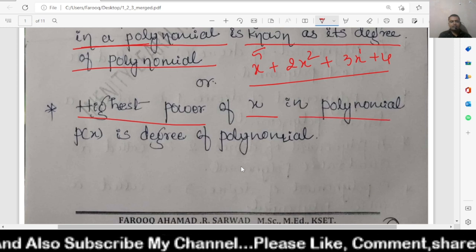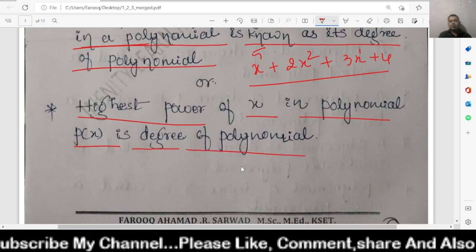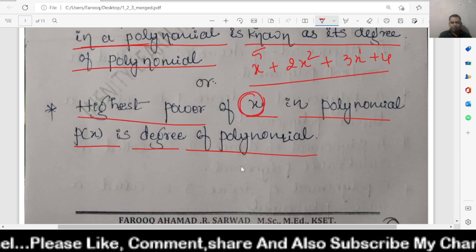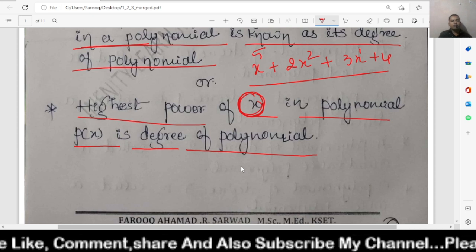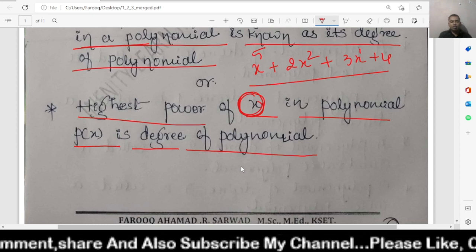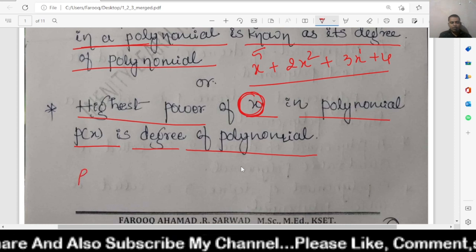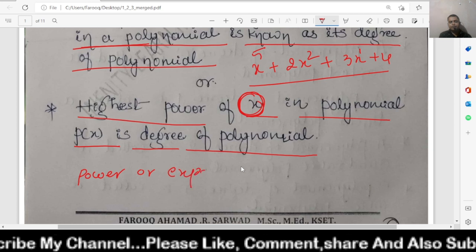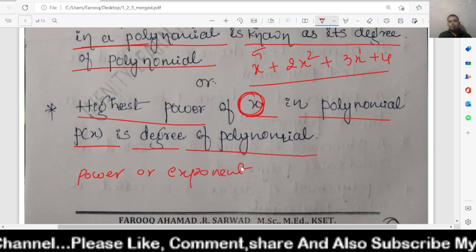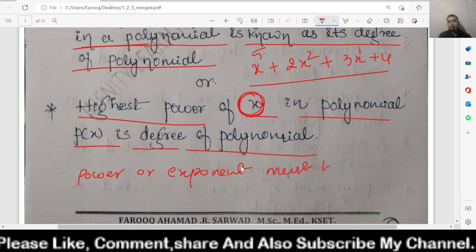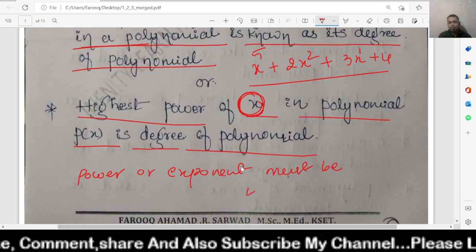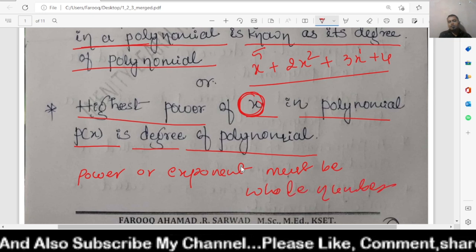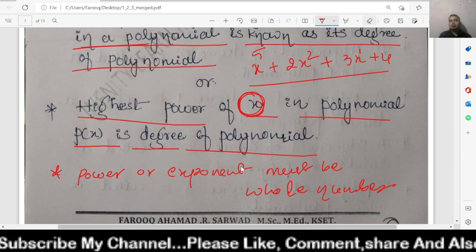Or the highest power of x in a polynomial p of x is the degree of the polynomial. Listen carefully. The highest power of x in a polynomial p of x is called the degree of the polynomial, and this power or exponent must be a whole number. Clear, all of you?